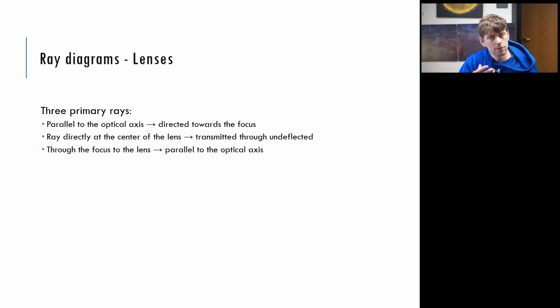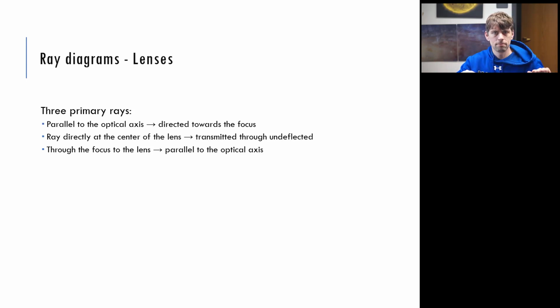So rather than starting at the curvature and going to the top of my object and hitting the mirror, I start at a focus, or rather, a ray that travels through a focus and strikes the lens will come out parallel. Okay. So slightly different variation than what we did for the mirrors. So make sure you know, if I'm dealing with the mirror, here's the primary rays that I should consider. If I'm dealing with the lens, here's the primary rays I should consider.